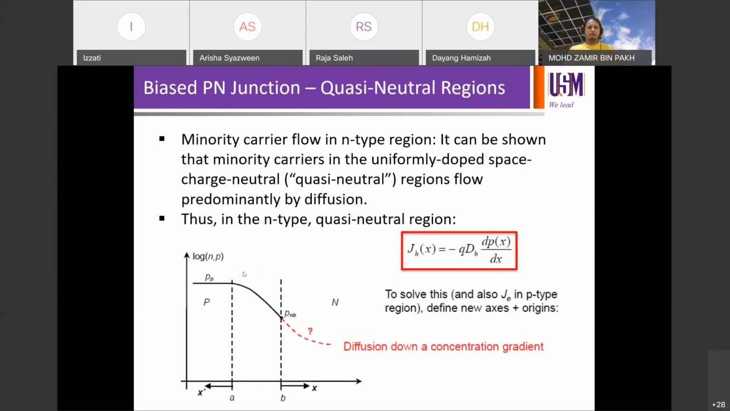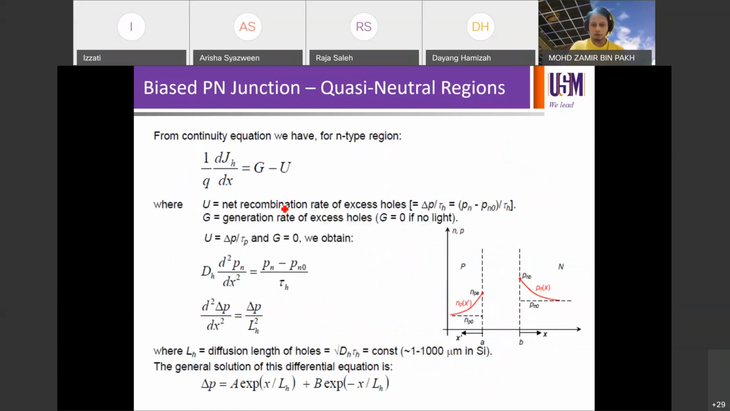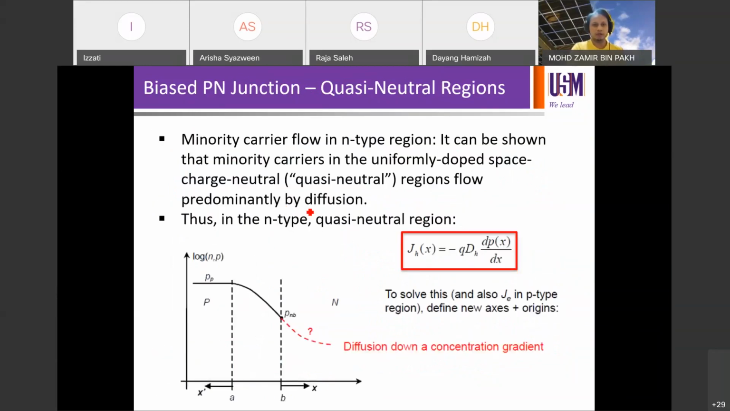Right, minority carrier flow in the N-type region. It can be shown that minority carriers in the quasi-uniformly doped space charge or quasi-neutral region flow predominantly by diffusion. Okay, we're going to see that on the next page later on. So the dominant flow will be due to diffusion.